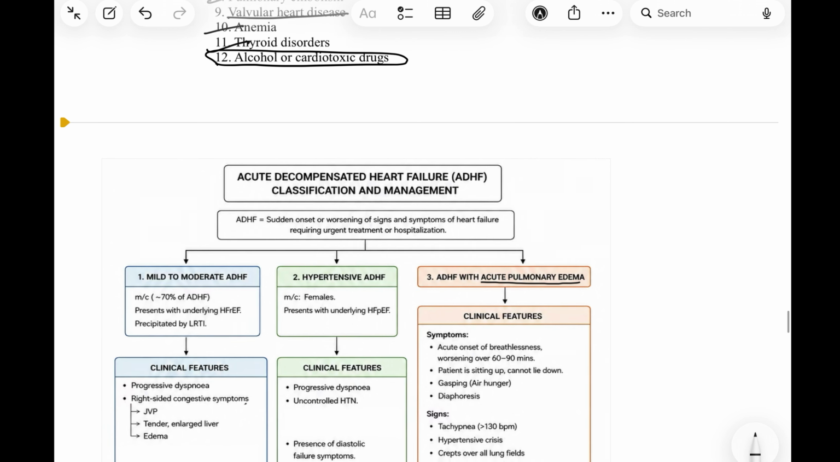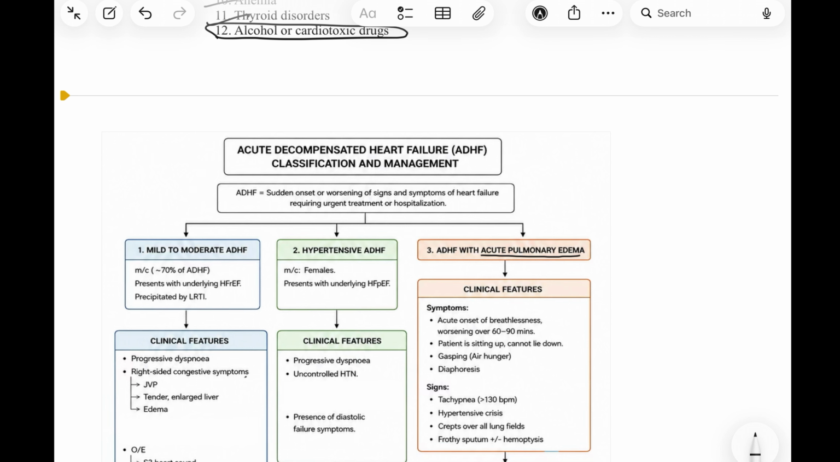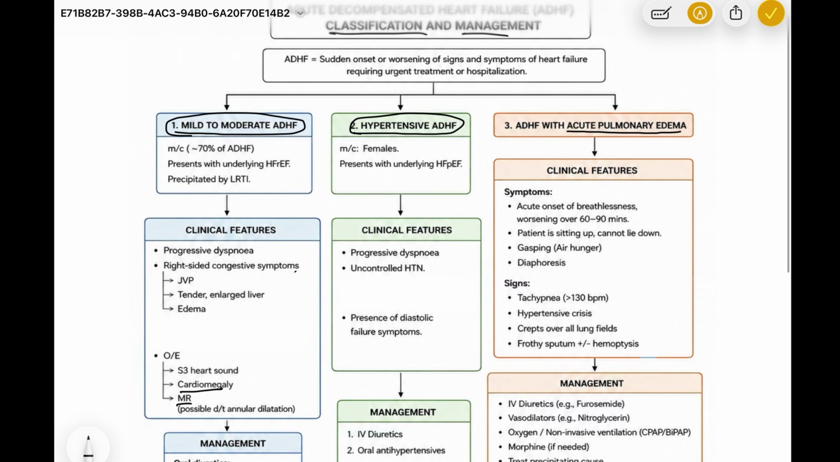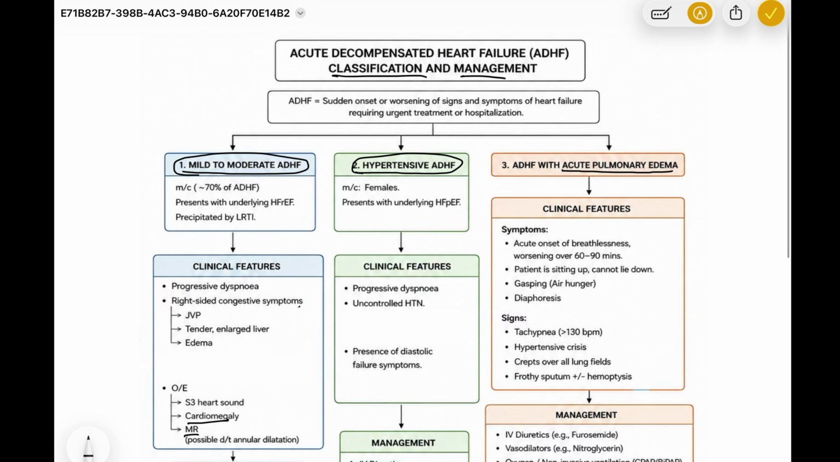Now let's understand the classification, the clinical features, and the treatment options for this acute decompensated heart failure. ADHF is usually classified under 4 heads. The first one is mild to moderate ADHF. The second one is hypertensive ADHF. The third one is ADHF with acute pulmonary edema. And the fourth one is associated with cardiogenic shock.